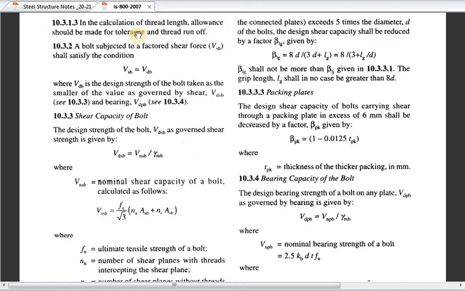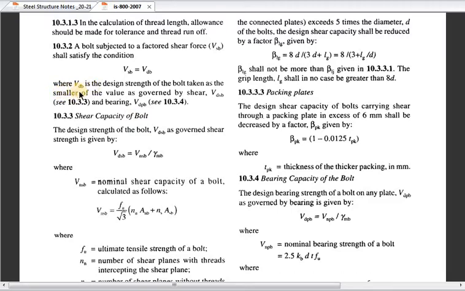So again I am repeating, we have to refer to IS 800 2007 from page number 75. So here I have opened the IS 800 2007. I am going through the concepts regarding how to find out the shear capacity of bolt and the bearing capacity of bolt from IS 800 2007, that is page number 75. So here the clause 10.3.2 says, a bolt subjected to factored shear force, that is Vsb, shall satisfy the conditions. So we have to satisfy these conditions. What conditions do we have to satisfy?